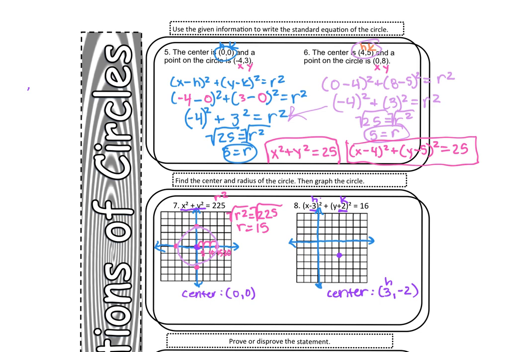And then we see that our radius comes from the right side, so we have r squared equals 16, and we're going to take the square root of both sides to find that our r is 4. So we can go over by 4 in each direction to find the points of our circle. So I'm just going by 4 in each direction, and then I'm going to connect those with a curved line to see our circle. So there's a very wonky circle there.